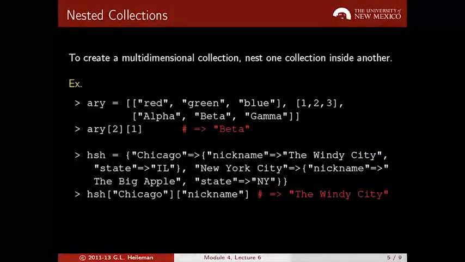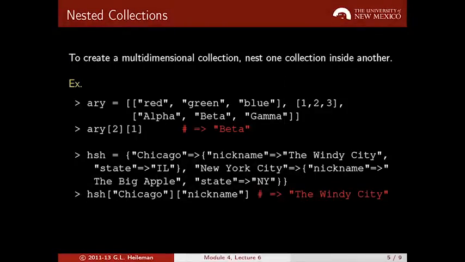Here's an example. ARY is an array, and it's got red, green, blue, 1, 2, 3, alpha, beta, gamma. It's got 3 different arrays within it. So this is really an array that's got 3 arrays in it, and each of those arrays have 3 different columns, if you want to think of it that way. And you just index it as I show you here. So 2, 1 would give me in the 3rd row the second element. So it would return beta. Remember, again, the indexing starts at 0. So 2, 1 means 3rd row, second element.